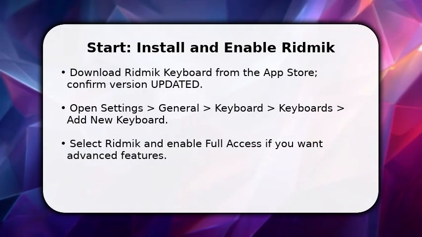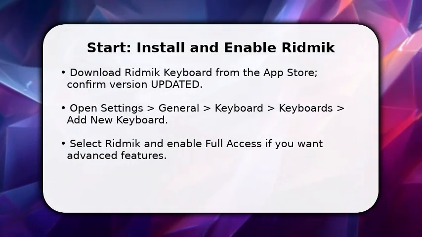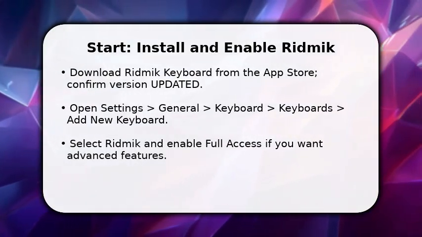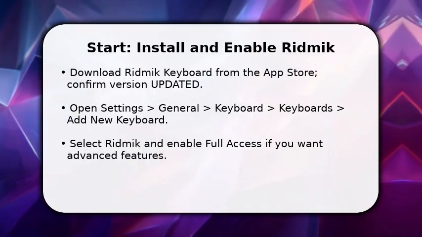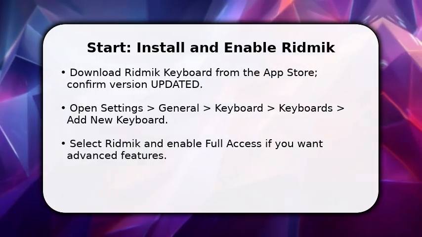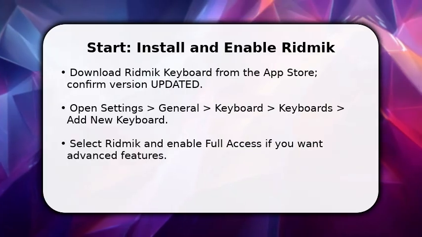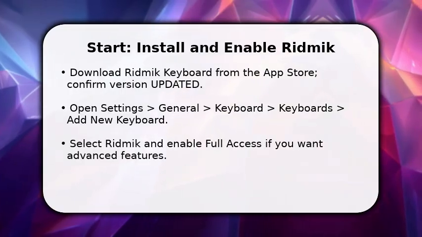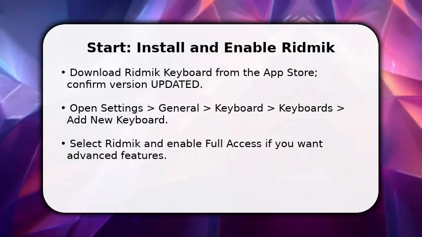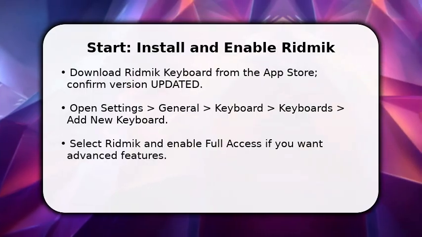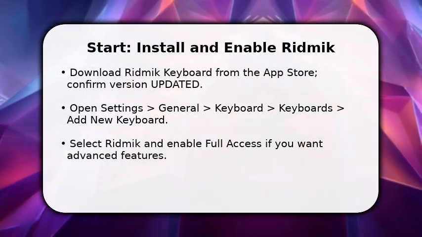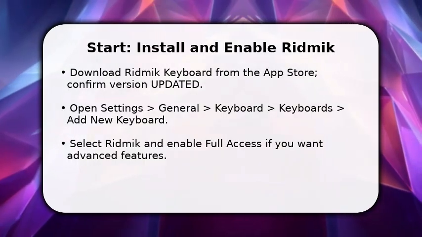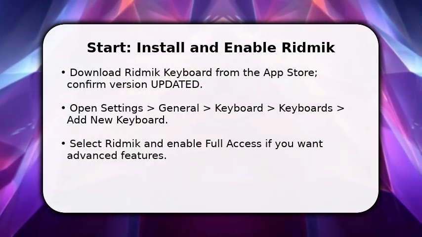You begin by installing Ridmik from the App Store and opening Settings. Tap General, Keyboards, then add New Keyboard to pick Ridmik. This registers it with iOS. Once done, tap Ridmik in the list and enable full access only if you want cloud features and custom themes. This gives the app permission to store preferences. Doing this now avoids later permission prompts and makes switching keyboards immediate when you need Bengali typing.